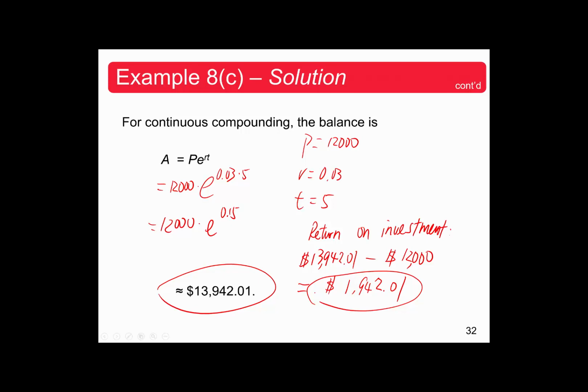Although, you know, it doesn't make a big difference, but think about it. If you have millions or billions of dollars to invest, then that small difference will make a huge impact on a big investment, right? So basically, the more frequent the compounding, the better it is, right? The more return you generate. And continuous compounding is the best option out of all compounding methods.